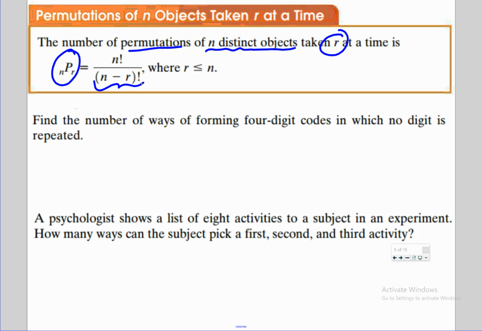Okay, so an example: how many ways can you form a 4-digit code where no digit is repeated? So if we're talking about digits, we did this before. How many digit options do you have?